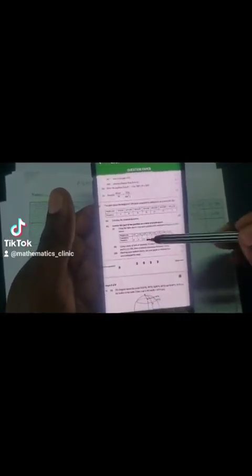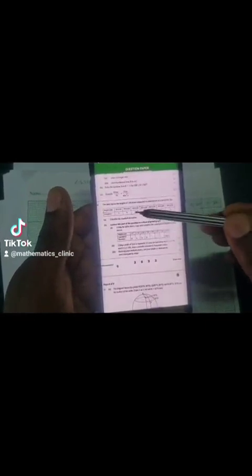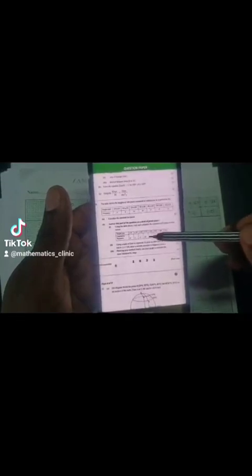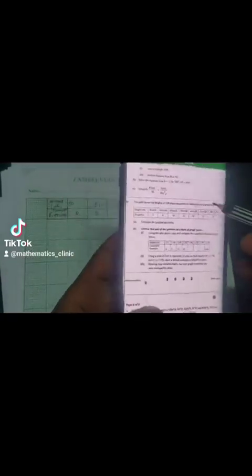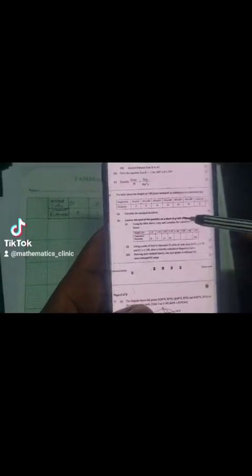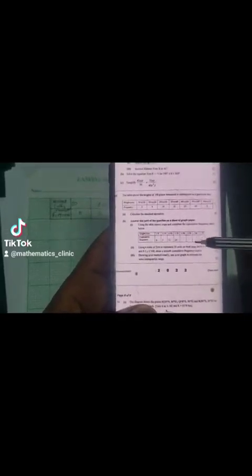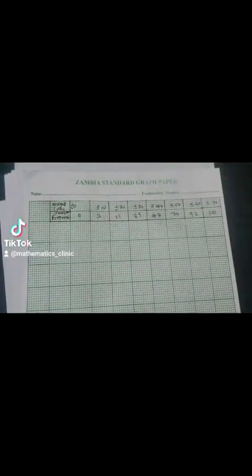3 plus 8, it is 11. 11 plus 14 is 25. 25 plus 22 is 47. 47 plus 23, we get 70. 70 plus 22, we get 92. 92 plus 8, it's 100. That's how we filled up this cumulative frequency table.